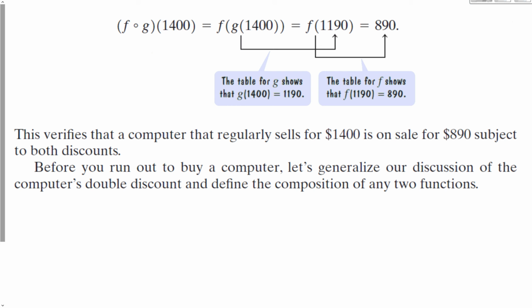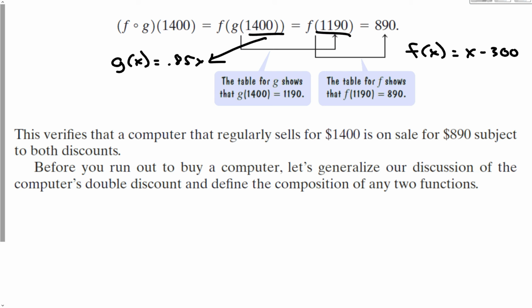So let's look at this with numbers. So remember my functions here was g of x was 0.85x, and f of x was x minus 300. So what we're doing is we're taking 1400, putting it into g to give me 1190, and then 1190 goes into f to give me 890. The input goes into the first function. Your answer, the output, is what goes into the second function as the second function's input.